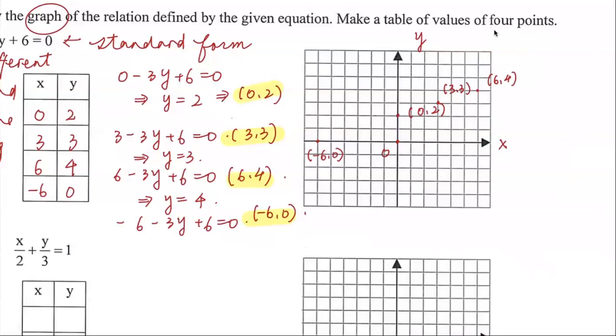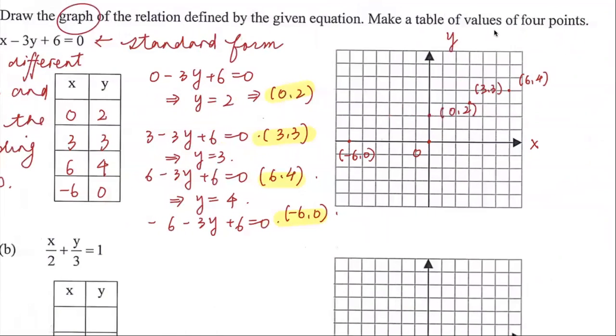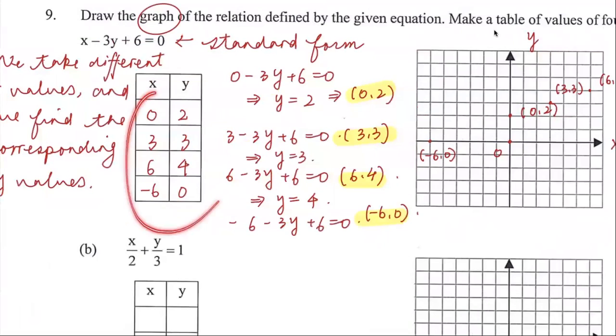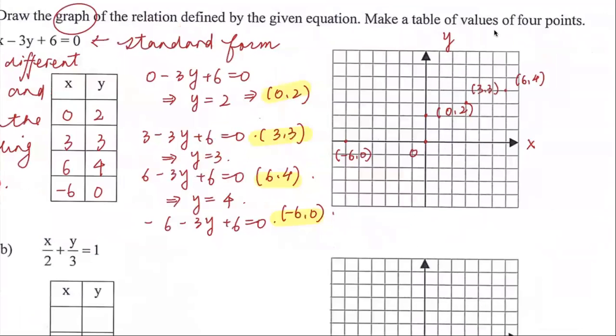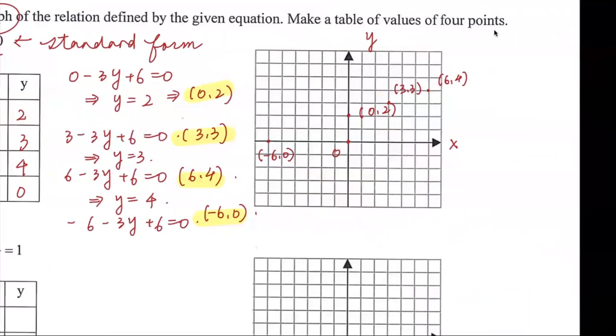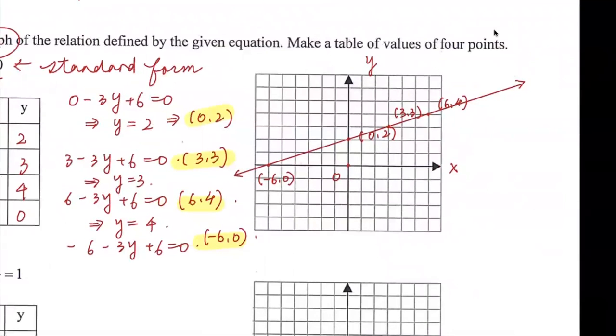Okay, so if we join these 4 points, we will realize that these 4 points are actually on the same straight line, which verifies our calculation here. See, these 4 points are indeed on the same straight line. Okay, and this straight line is the one that we need to graph.